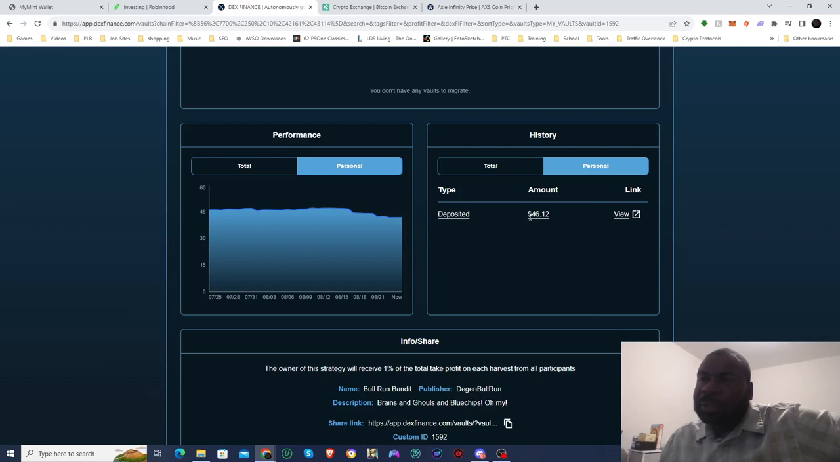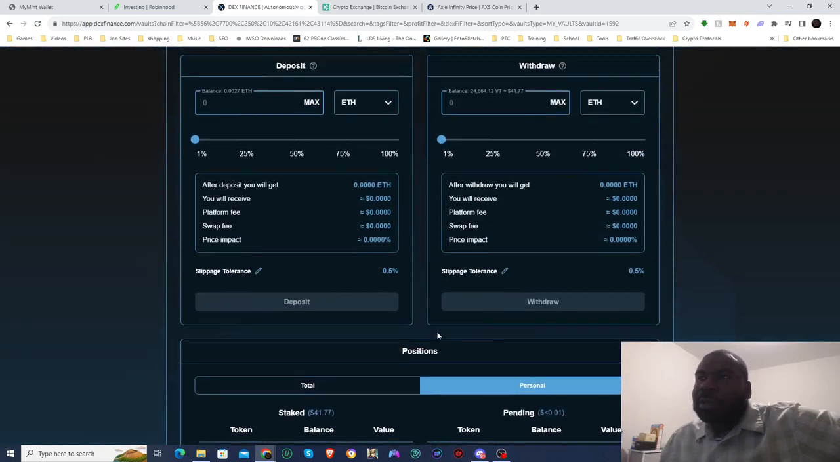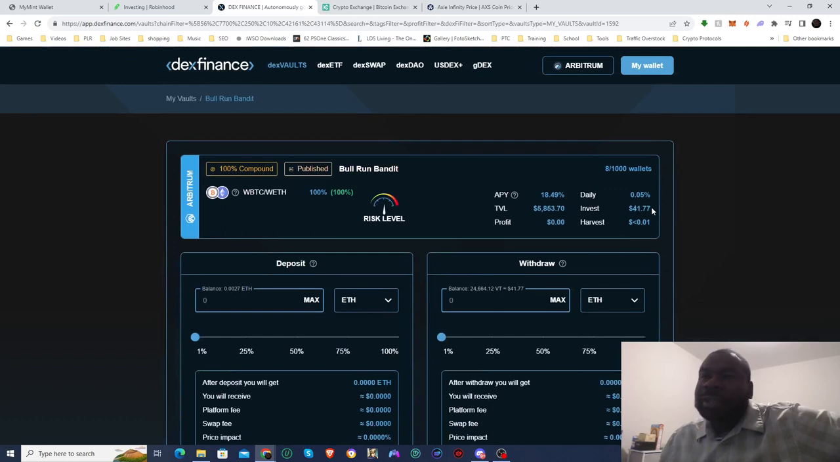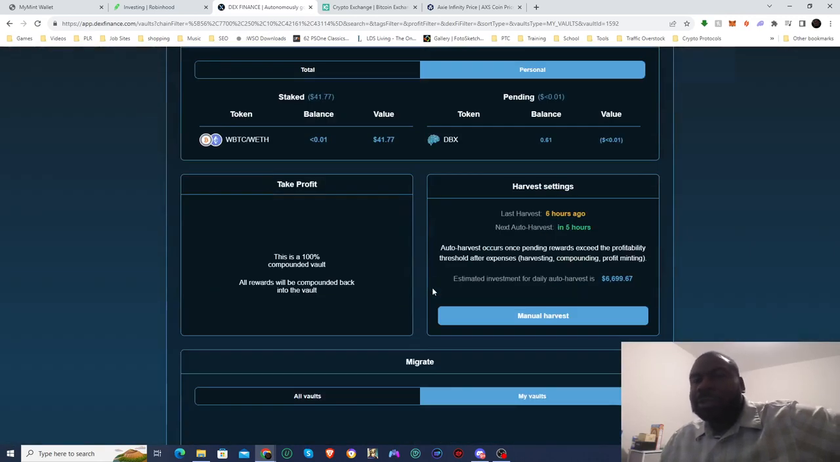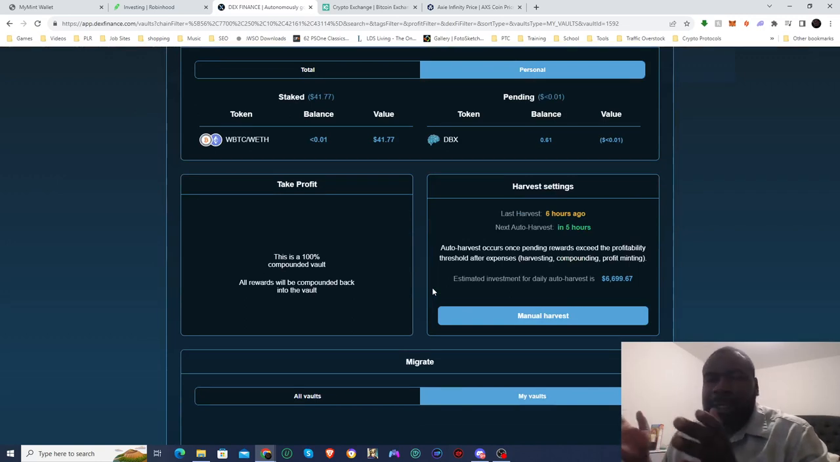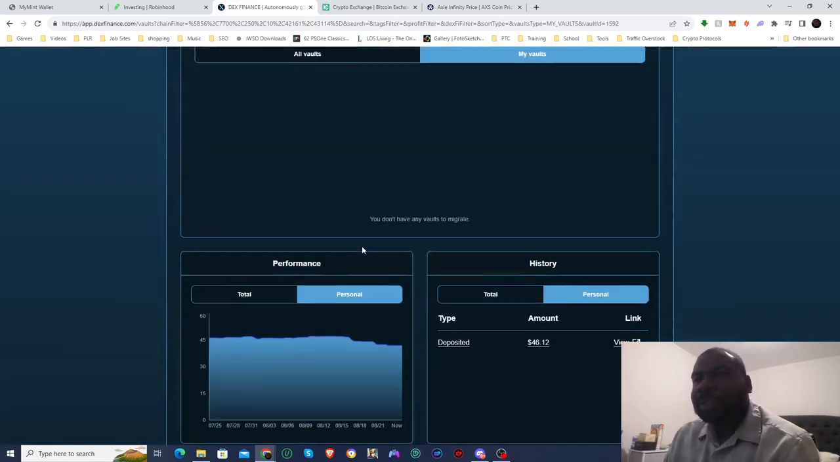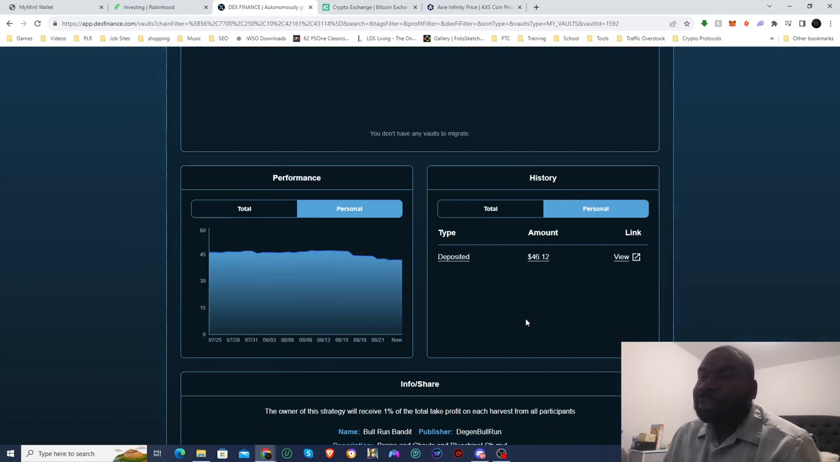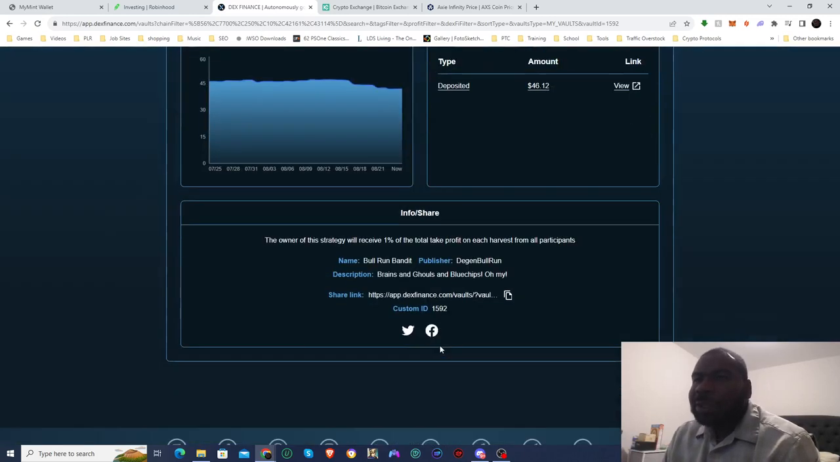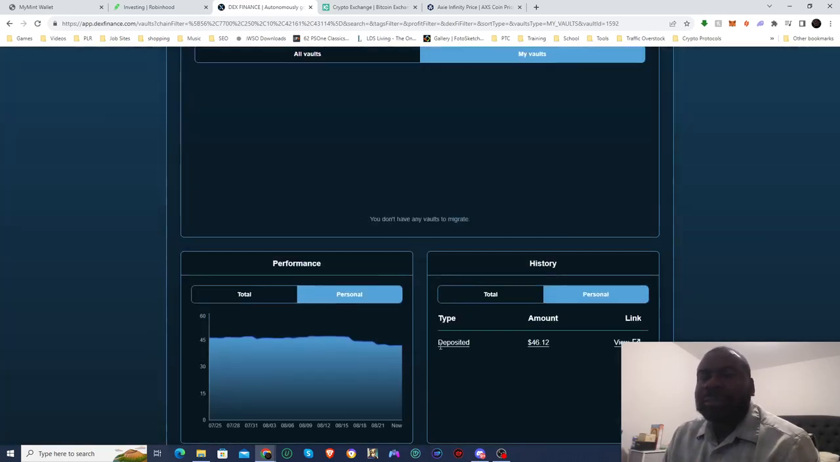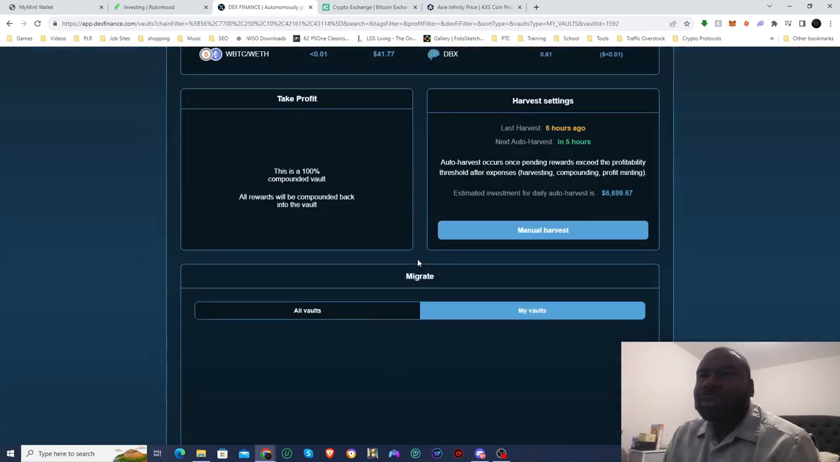You can see my deposit was $46.12, and we are now below that at $41.77. So it's hard to see that one movement like that can completely change your profits and your portfolio, but that is the risk that you run investing into crypto. Of course, I do believe Bitcoin will jump right back up. It will take a little while, but there's no doubt in my mind that it is going to jump back up. But that is where we are right now.